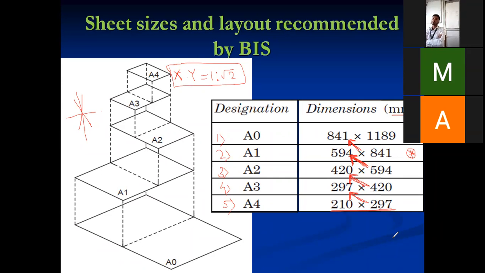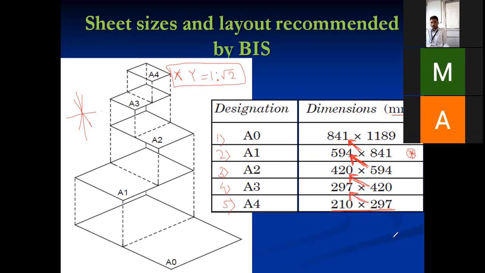By what factor do we have to multiply, or before that, what do we have to do in the first step? The largest dimension we have to take as it is. 297 we have to take as it is. Then by what factor do we have to multiply it? Root 2. Then we will get 420 next.